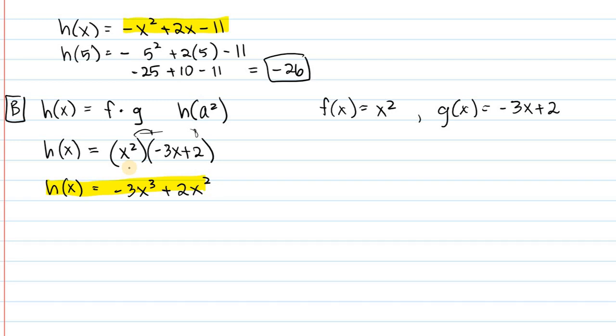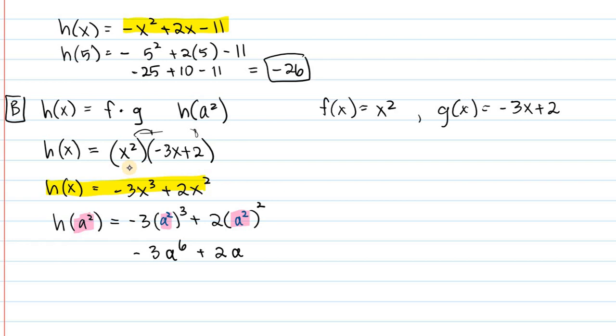Then I want to know what h of a squared is. So to find h of a squared, wherever there was an x before, I'm now going to write what's in this place. So since a squared is there, I'm going to write a squared there, and a squared there, because it's just taking the place of x. So whatever's in the parentheses takes the place of the x. So this is an a squared, this is an a squared, and now I can multiply it all out. So I would have negative 3a to the 6th plus 2a to the 4th.